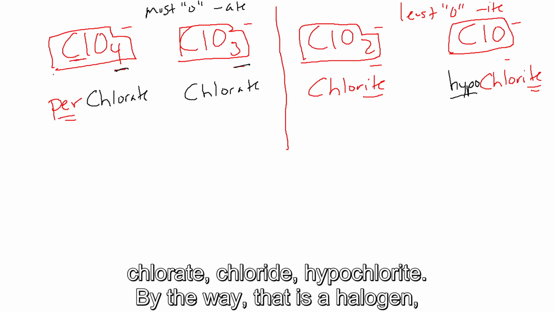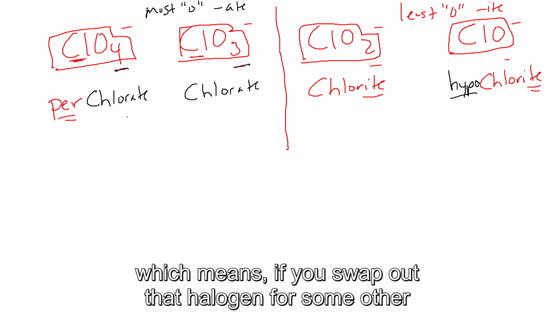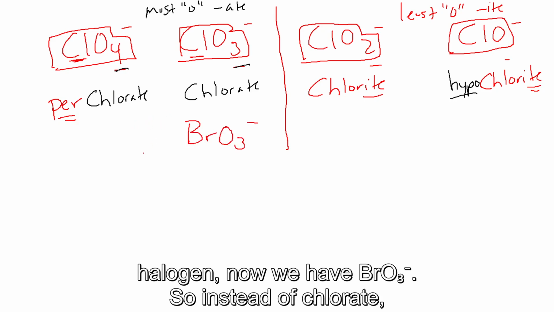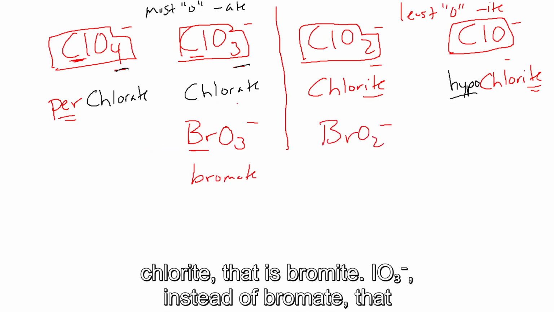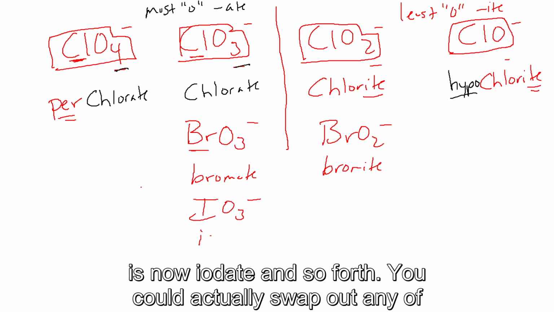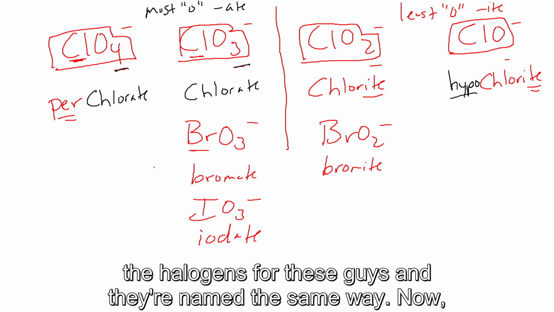By the way, that is a halogen, which means if you swap out that halogen for some other halogen, now we have BrO3 minus. So instead of chlorate, that's bromine, this will now be bromate. BrO2 minus instead of chlorite, that is bromite. IO3 minus instead of bromate, that is now iodate, and so forth. So you could actually swap out any of the halogens for these guys, and they're named the same way.